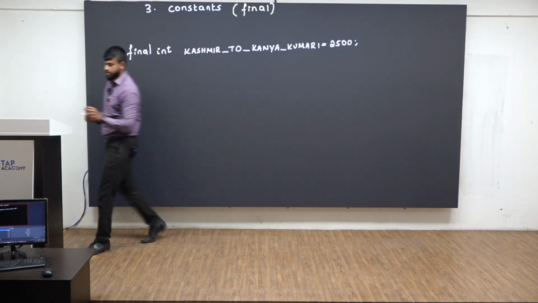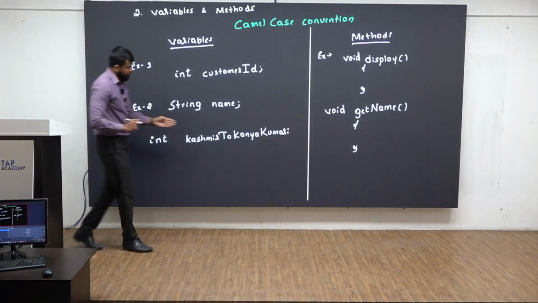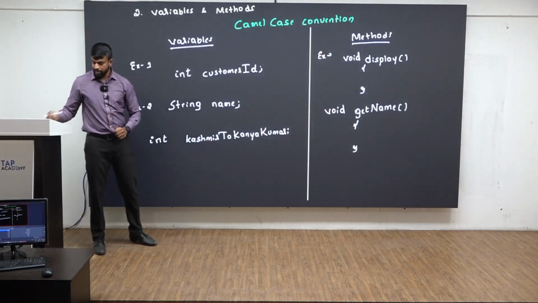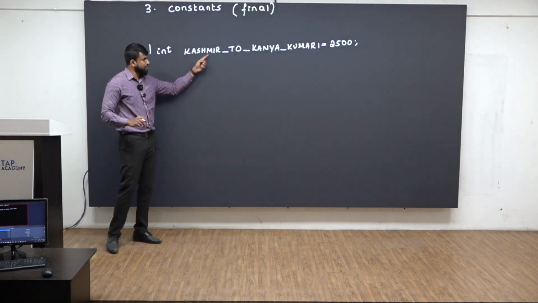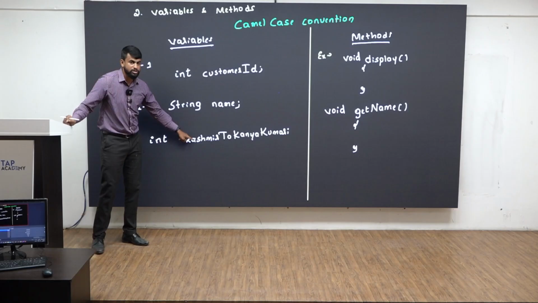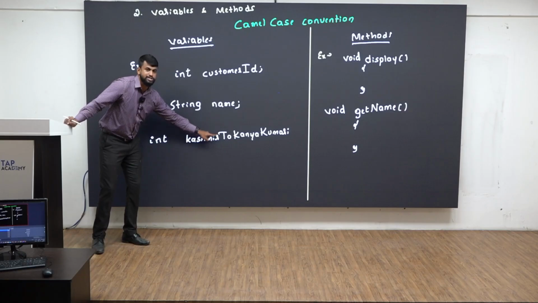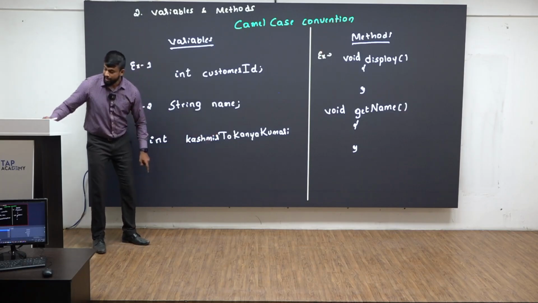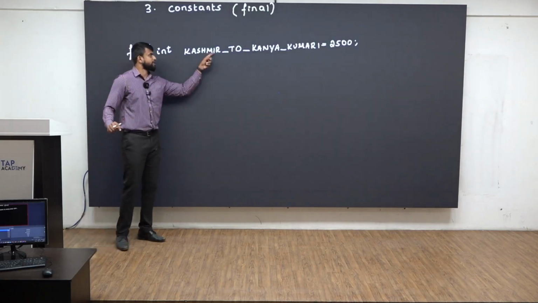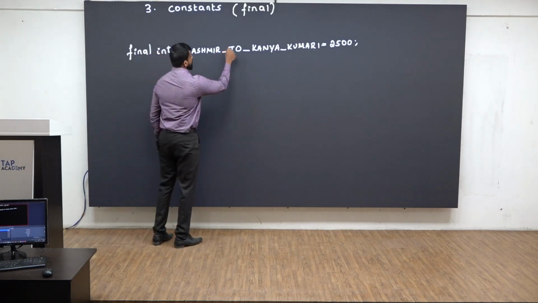Now you'll ask me, sir, previously you wrote Kashmir to Kanyakumari one way, but now you have given it like this. Why is that? Because that one is not a constant. It is just a variable. If it is not constant, it should use camel case convention. But when it is a constant, you have to give it like this only.